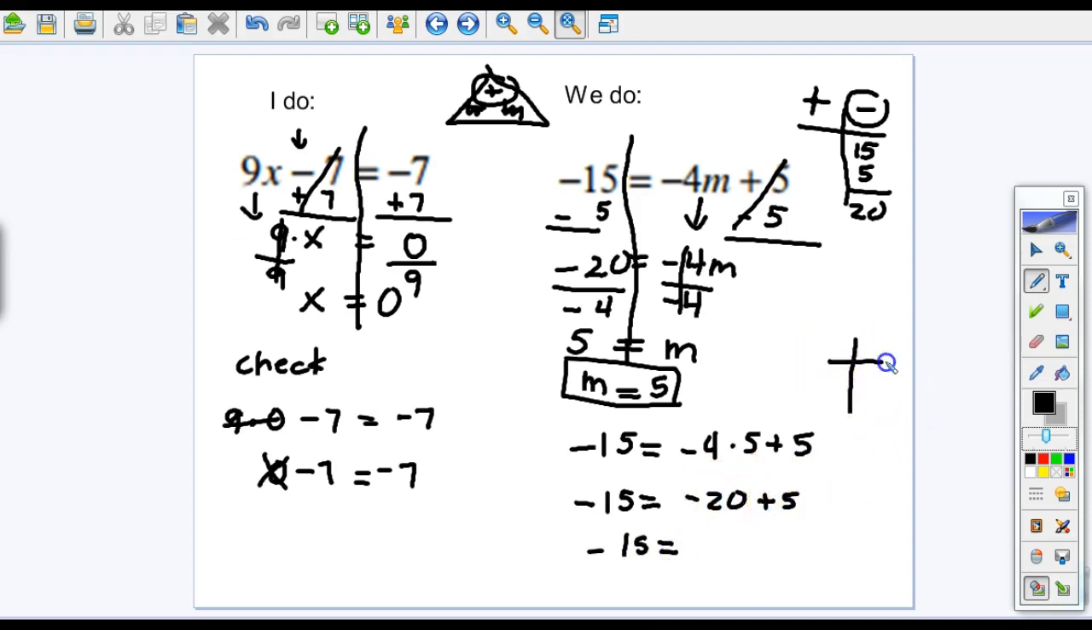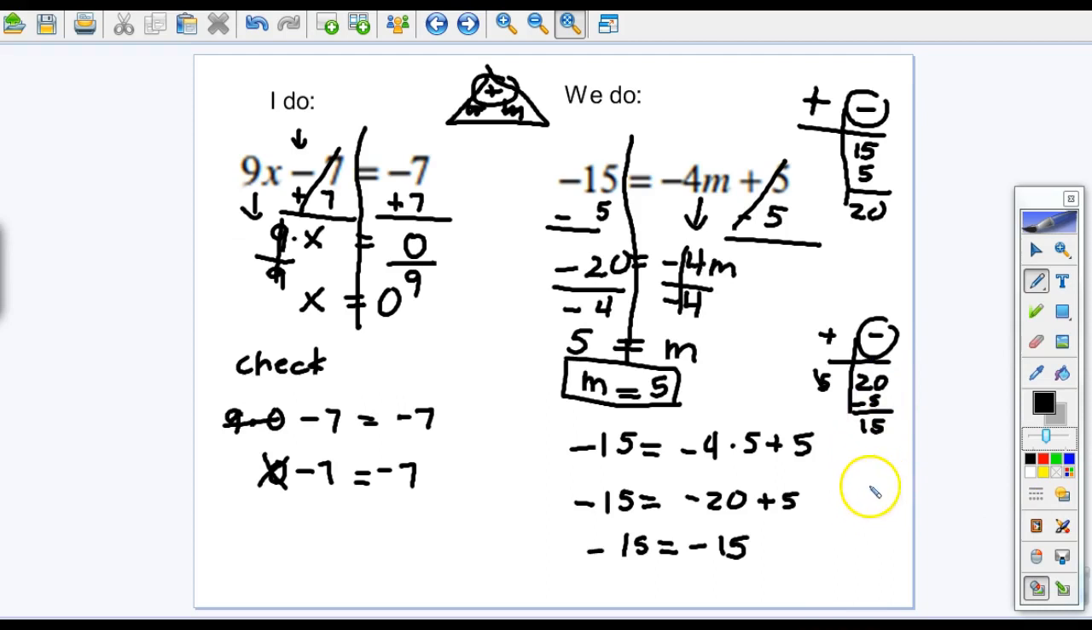We can do a t-chart over here. Plus and minus, -20, +5. 5 is smaller, so I'm going to subtract 5 from 20. That gives me 15. It's on the negative side. My answer is -15. Lovely? Great.